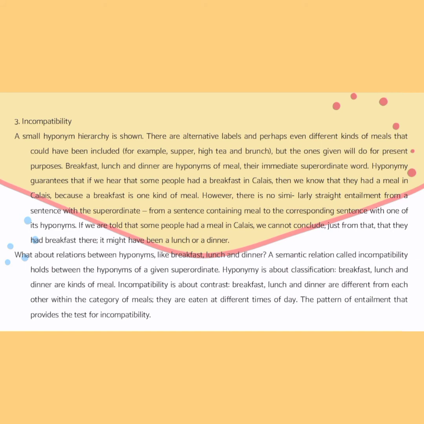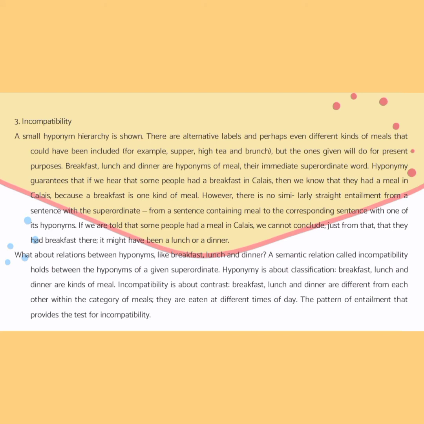A small hyponym hierarchy is shown. There are alternative labels and perhaps even different kinds of meals that could have been included, for example, supper, high tea, and brunch, but the hierarchy given will do for present purposes. Breakfast, lunch, and dinner are hyponyms of meal. Hyponymy guarantees that if we hear that some people had breakfast in Calais, then we know that they had a meal in Calais because breakfast is one kind of meal.